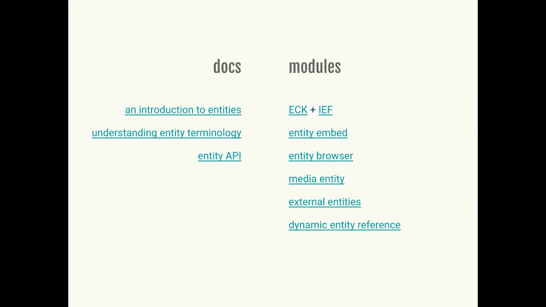But you can embed entities in WYSIWYGs, you can browse and select entities to make it easier for your editors. You have Media Entity, which other modules use for images and all kinds of media things. And you have External Entities if you want to use content that doesn't live in your database. And you have Dynamic Entity Reference, which allows you to create a field that can reference more than one entity type. So you could create a field that's a reference to nodes or terms or whatever content entity type you need.